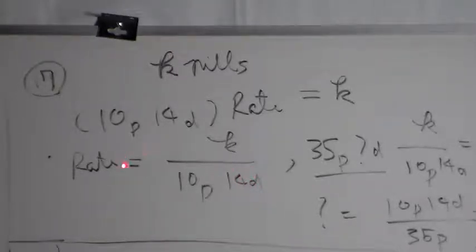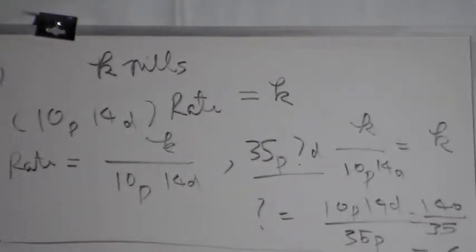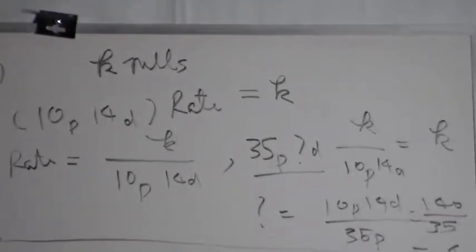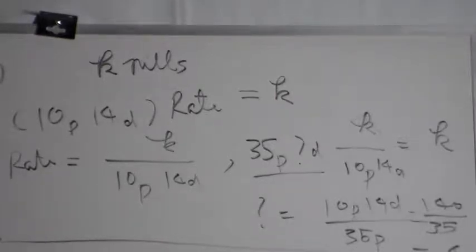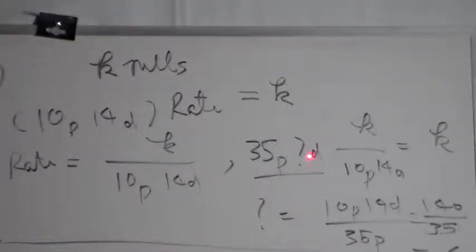Okay, then they have 35 patients, and how many days will it last? So total time is 35 patients. We don't know the days, so that is the question. We know the rate already.